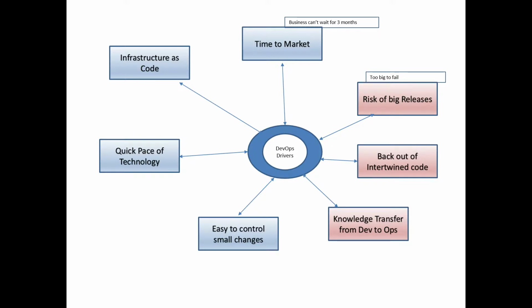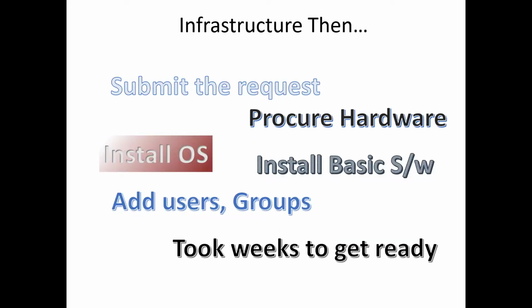So if an operations team is sitting in a silo, they have no clue what's going on. Back when infrastructure as code was not there, if you needed an environment, you submitted the request, and the operations team went and procured the hardware based on what you needed. They would install the OS, install the basic software, add the users, groups, etc. It took weeks, sometimes months, to get the correct environment.